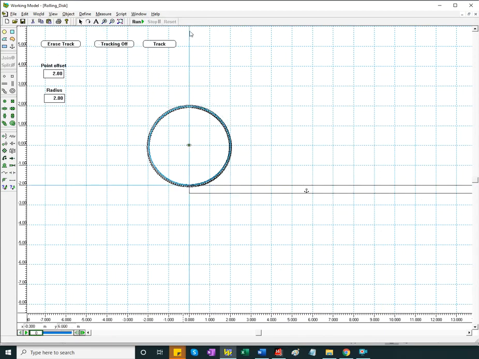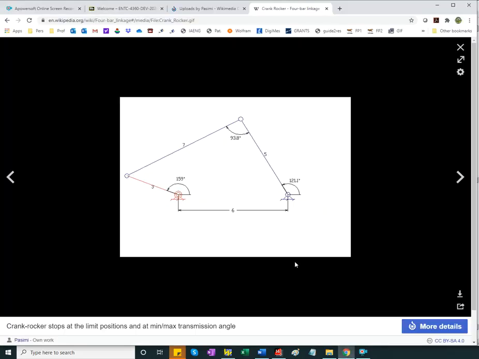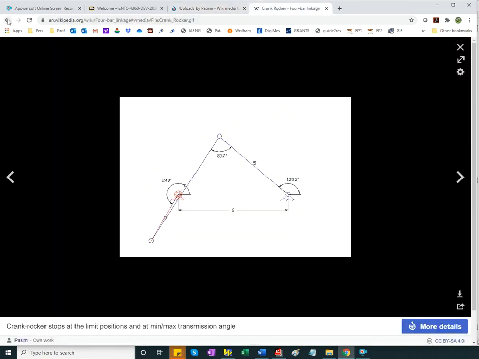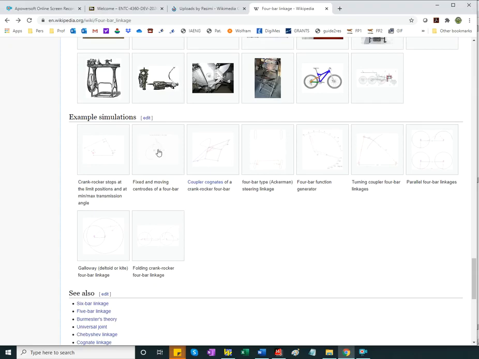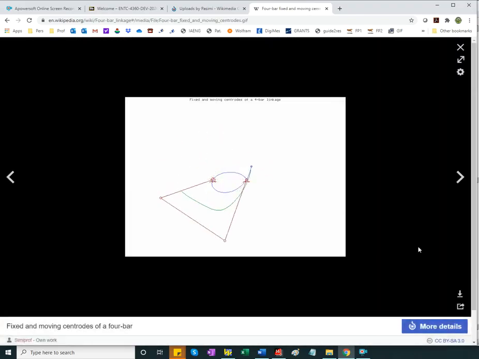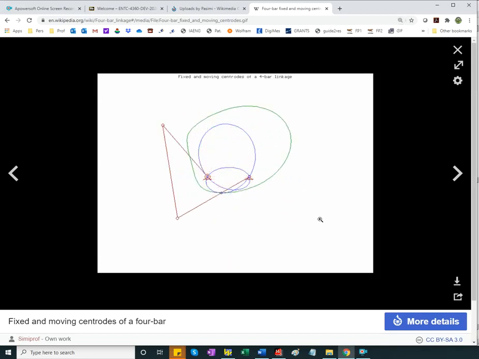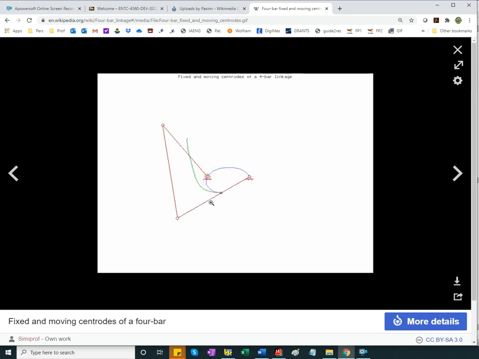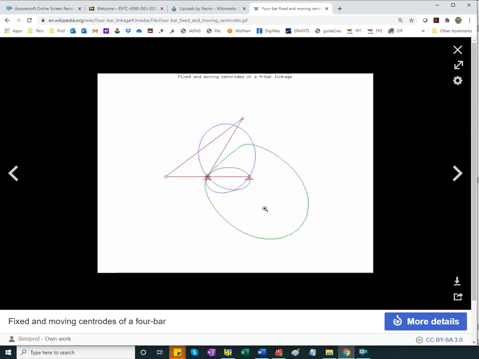And one thing about centroids is that they appear to roll without slip on top of each other. So I'm going to Wikipedia, or maybe back to 4-bar, and here I have an animation of the fixed and moving centroids of the coupler relative to the ground of a 4-bar, and as you can see, they appear to roll without slip, like a hook moving along some curved surface.